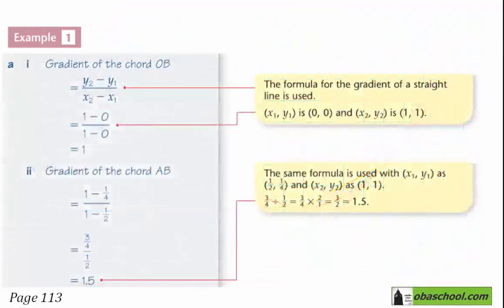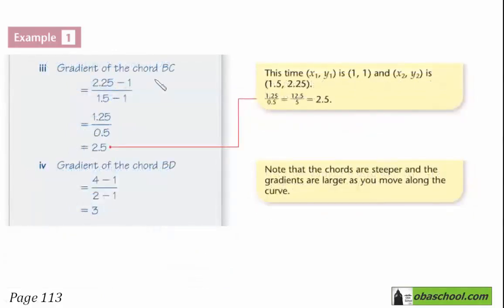If we go back to the example, it's already solved and they already found the values of the gradients. For the chord AB, the gradient is equal to 1.5. For the chord BC, the gradient is equal to 2.5, and for BD, the gradient is equal to 3.